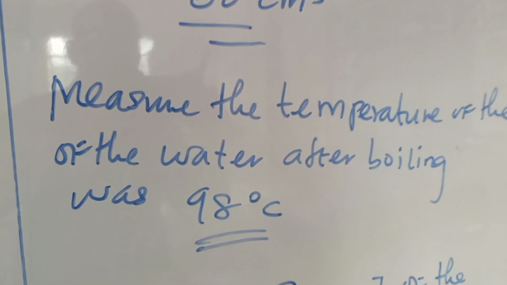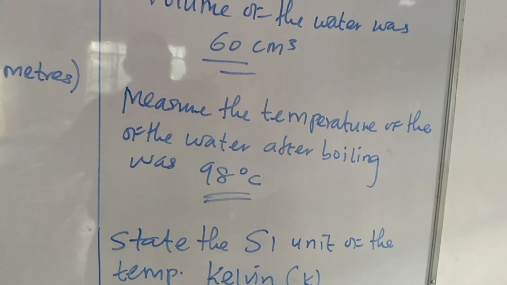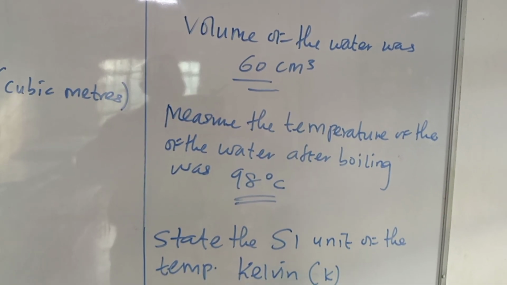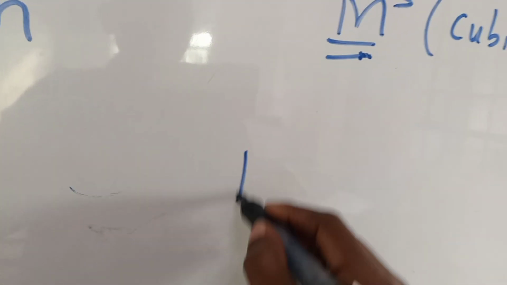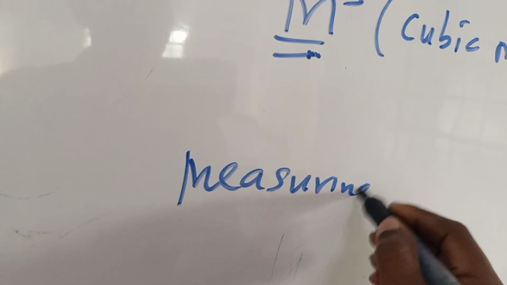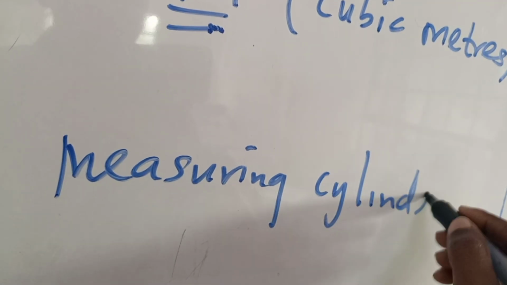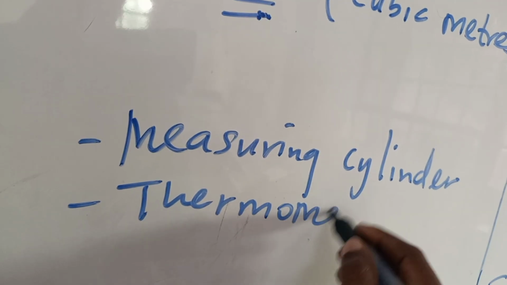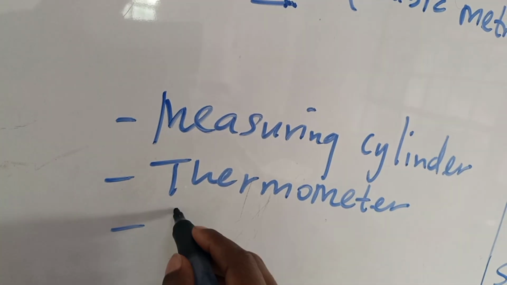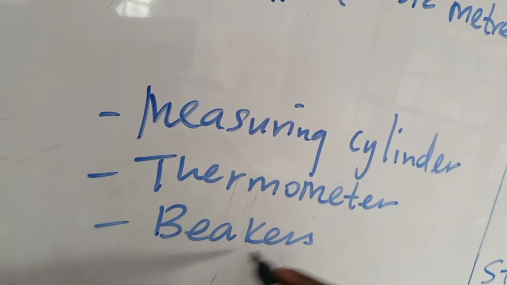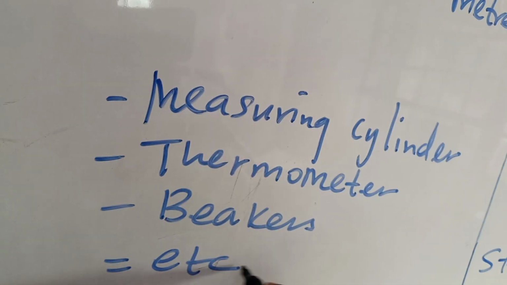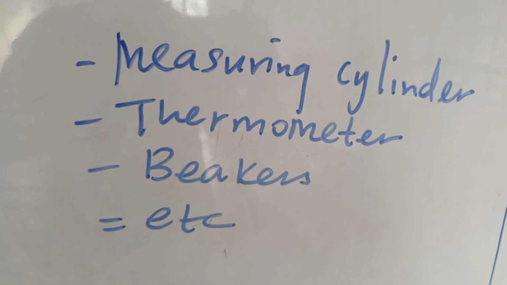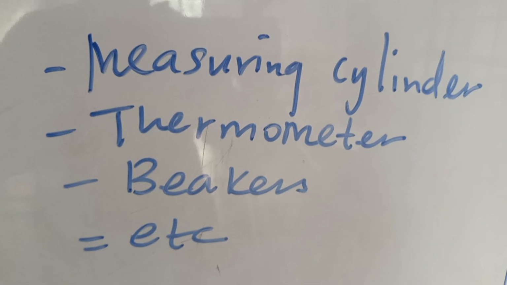Remember, we are learning prediction 4, Practical paper 2 for integrated science. Name at least 2 apparatus that you used in this experiment. We have a measuring cylinder, thermometer, beakers, and among others. These are the apparatus that were used in this experiment.